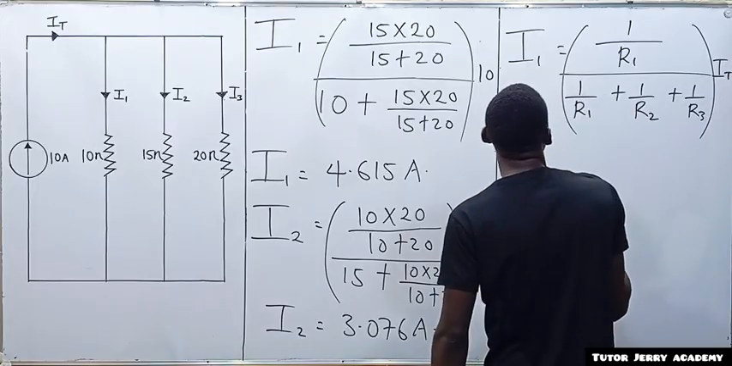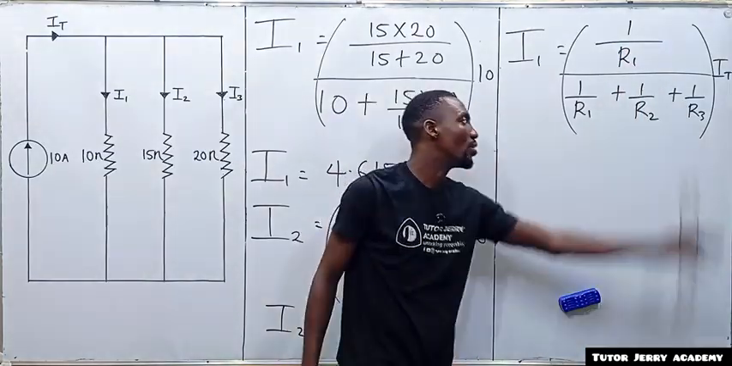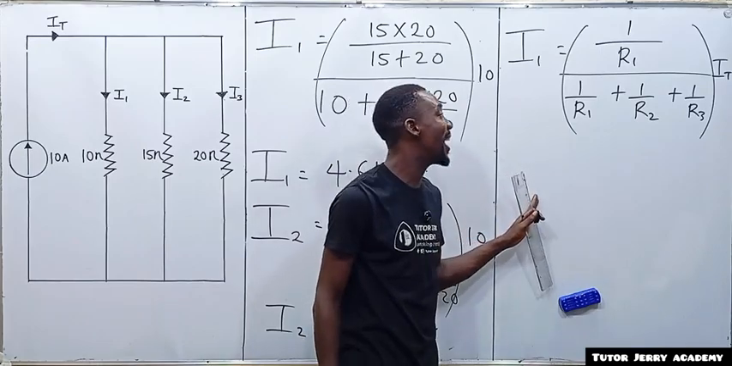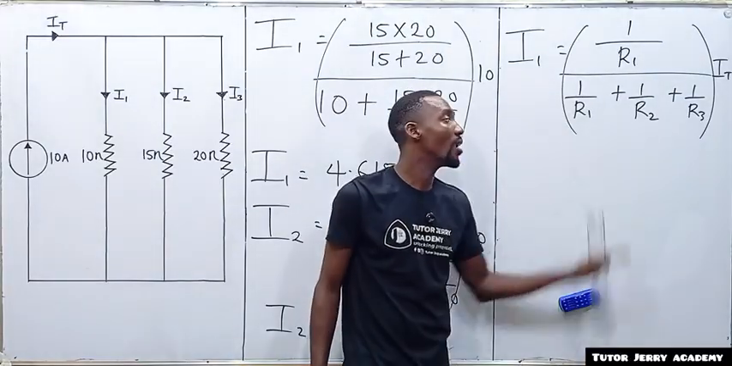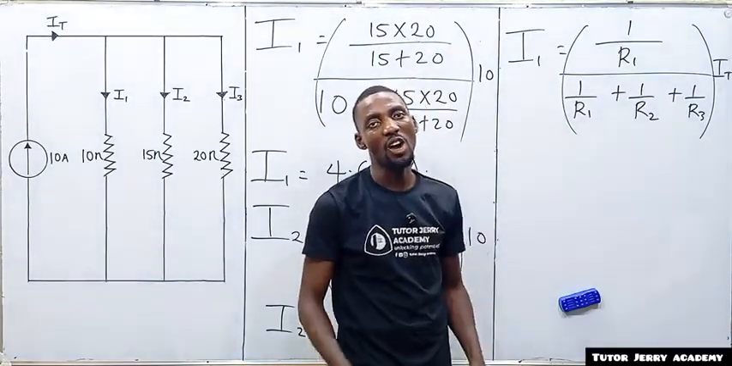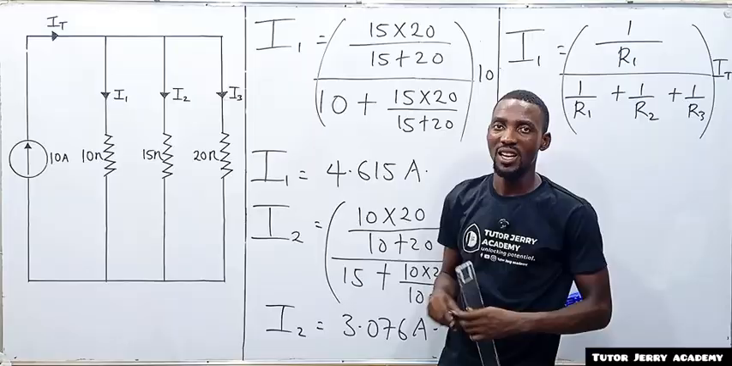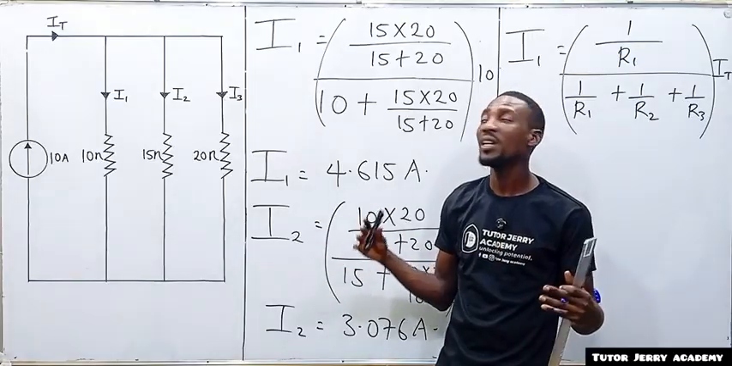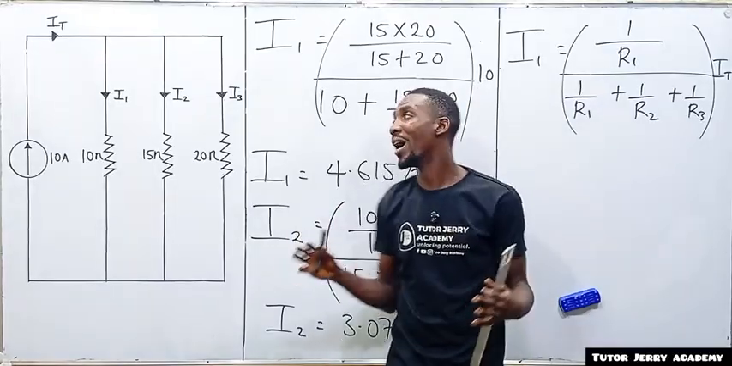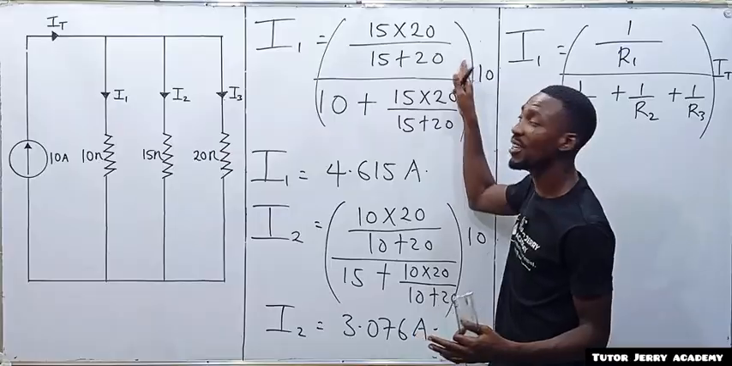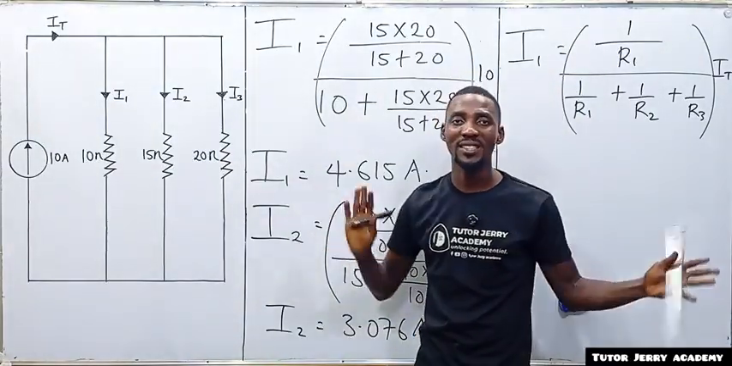For you to find I2, it is going to be 1 over R2 all over the total. For I3, it is going to be 1 over R3 all over the total of everything that we have in the denominator. I hope you understand. You can try this and you are still going to have a similar answer. I'm just showing you this way of doing it, because when you come across different textbooks, some use this method, and sometimes it can be confusing. That is why I am balancing the two for you.